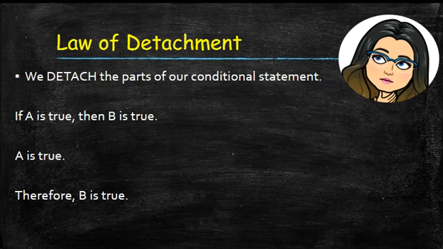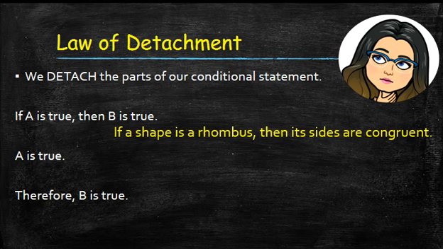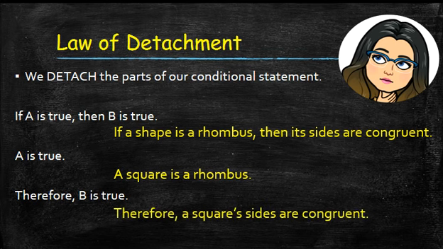Moving on to our logic laws. The first one we'll talk about is the law of detachment. For this one, we are literally detaching or separating our original statement. Let's look at an example. If a shape is a rhombus, then its sides are congruent. If we separate this and we have another statement that says a square is a rhombus, then what do we know about the square? That's right, we know its sides are congruent.